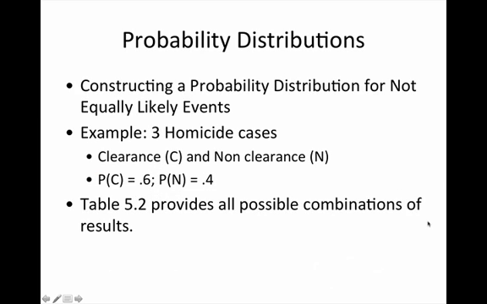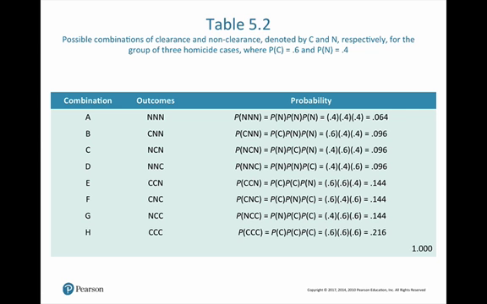Now, I also want to construct a probability distribution for events that are not equally likely. In the criminal justice field, for example, precincts that have homicides have certain clearance rates defined by their past experiences. So let's say, for example, that a given precinct has a clearance rate of 60%, or 0.6. That tells me that the probability of a non-clearance is 0.4. Table 5.2 provides all possible combinations of these results.